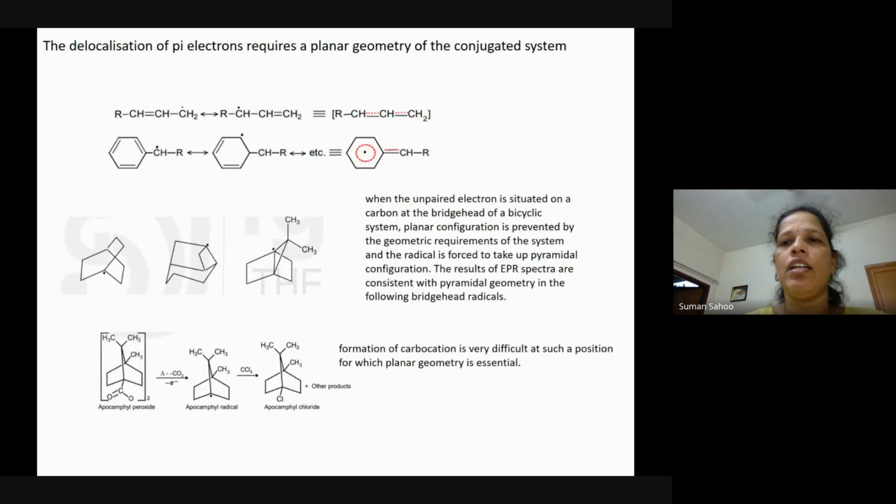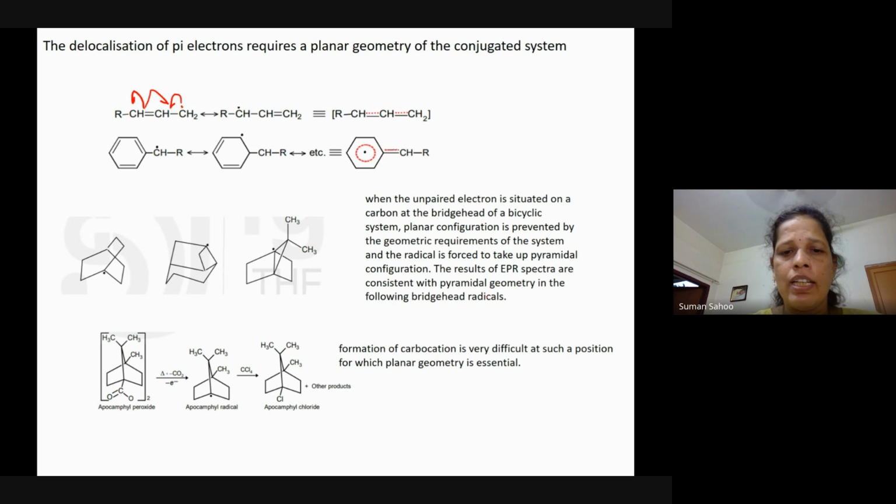Next is how they get stabilized. If you just see, this can get stabilized when there is a presence of a pi bond just adjacent to it, so that it can get delocalized by resonance. Similarly, this benzyl radical also gets stabilized in this way.